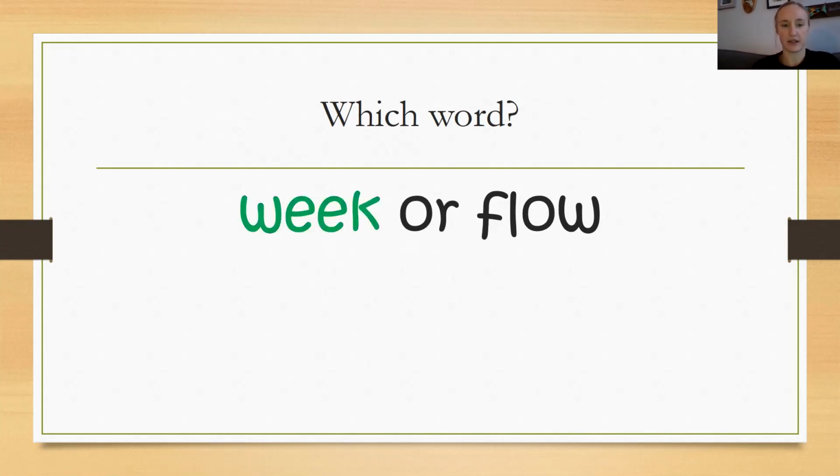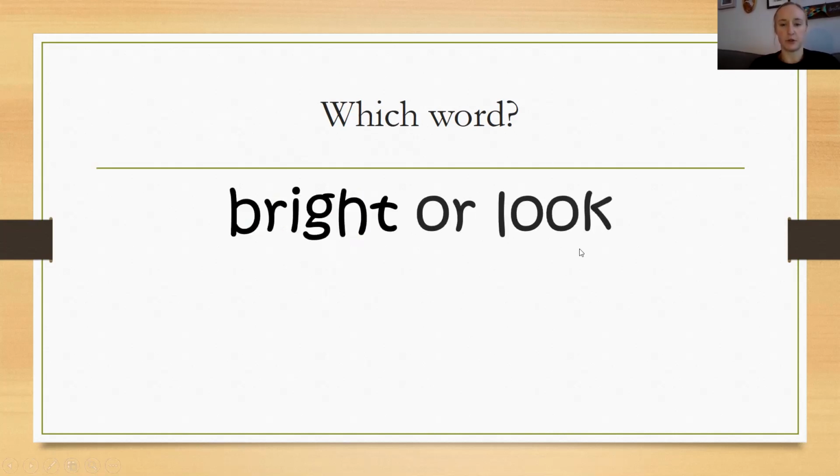Let's check. Week. Well done. You should have noticed that week has the digraph E in it. Now I'm going to put 2 more words up on the screen for you, and I want you to have a little think about reading those and then finding the word that has the sound I. Let's check. And this is the correct word, bright. Well done if you got that one correct. And the other word was look.